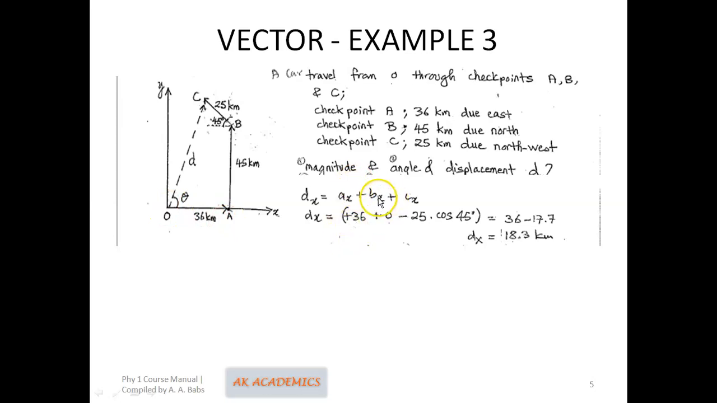The horizontal component of B would be 0. The reason the horizontal component of B is 0 is because this is totally vertical, at 90 degrees. There is no horizontal component. If there were going to be a horizontal component, it would be 45 kilometers multiplied by cos 90, and we all know that cos 90 is 0. So automatically the horizontal component for B would be 0. Anytime you are given a vector like this, or a movement or motion like this, at 90 degrees, the horizontal component will always be 0.